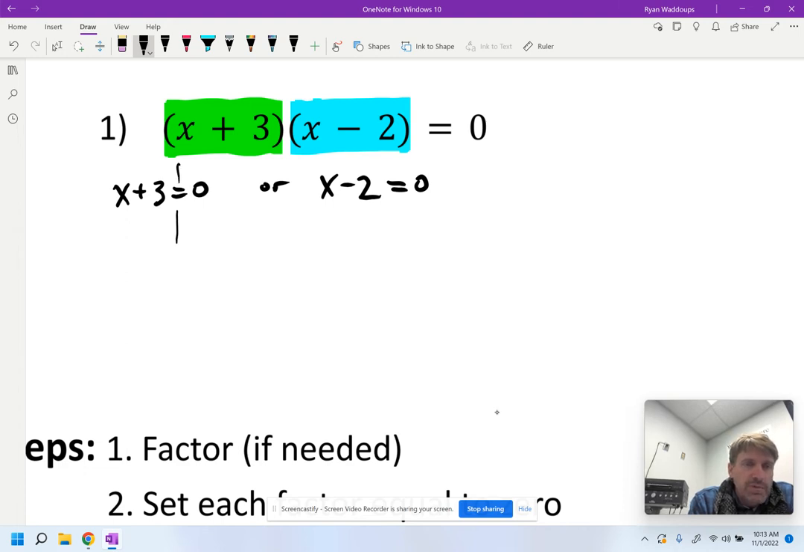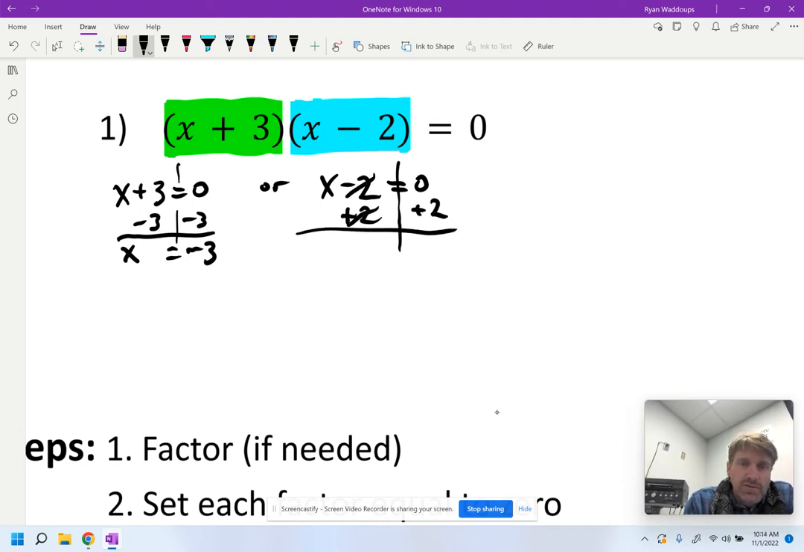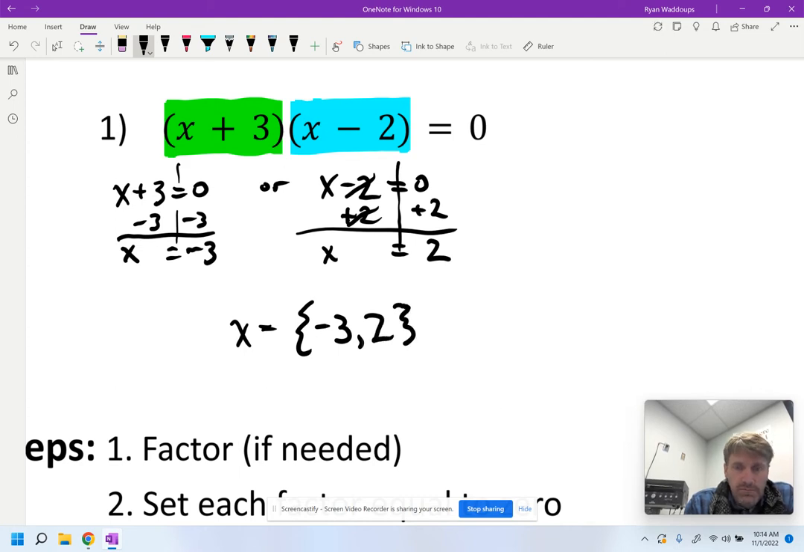So I'd say x plus 3 equals 0. I subtract 3 from both sides. X then is equal to negative 3. Or I can take x minus 2 equals 0 and add 2 to both sides of my equal sign. Cancels the 2's. X then is equal to 2. And so our solution set is x equals negative 3 or positive 2. And both of those would make this work.